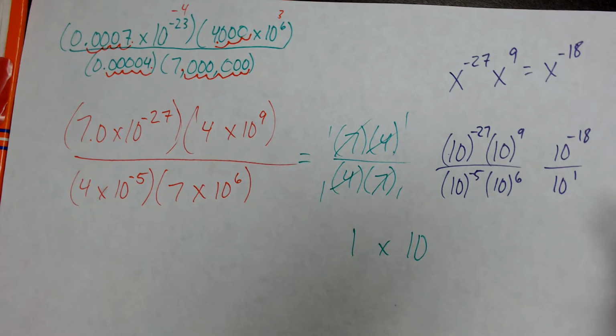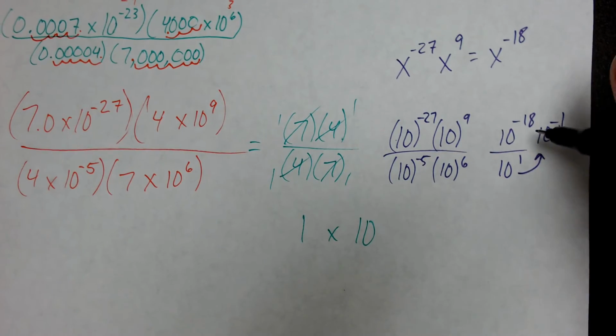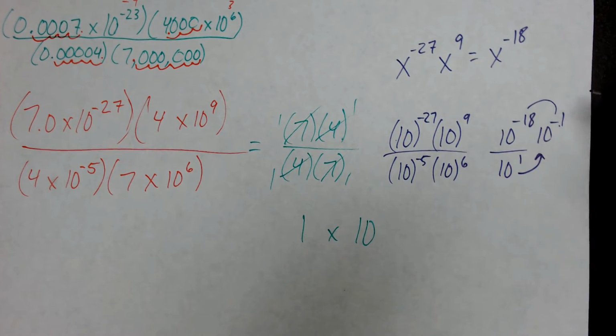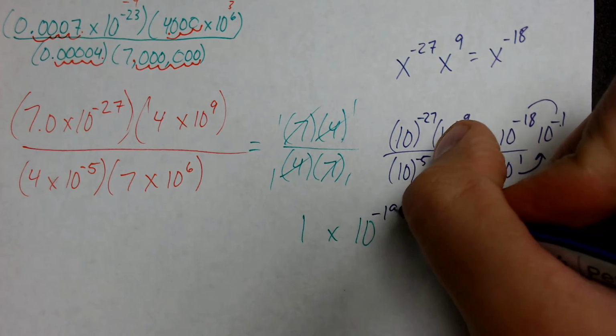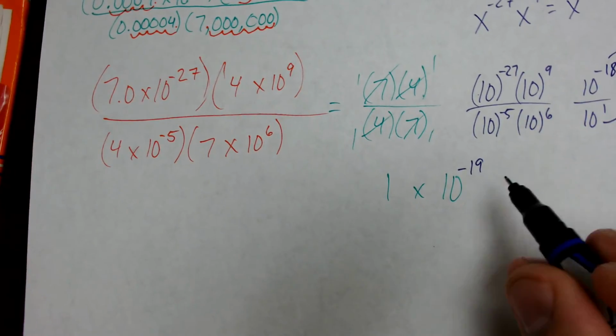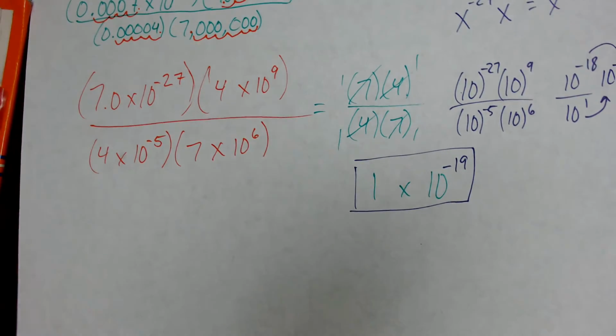From here, we would simplify by moving our 10 to the numerator. This becomes 10 to the power of negative 1, the same way that x would if it were an x number. So once we have 10 to the power of negative 1, we just combine these two, and that becomes 10 to the power of negative 19. And that number gets put on our exponent down here. And that is our final answer.